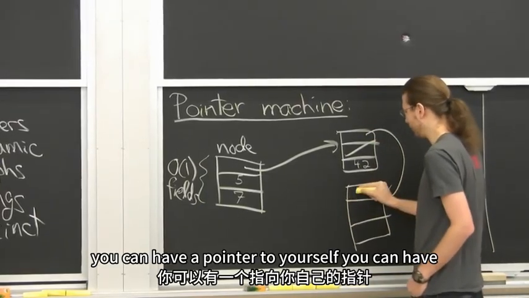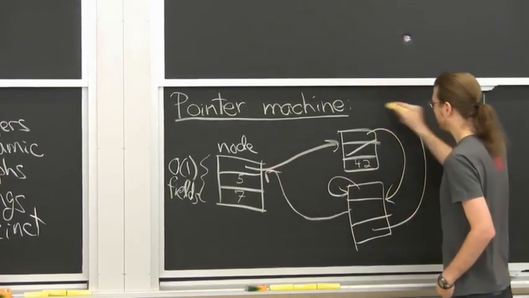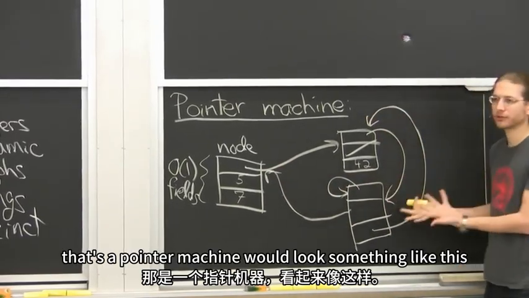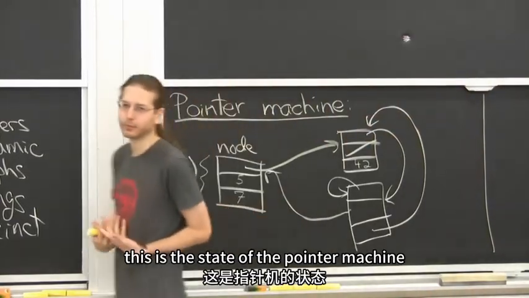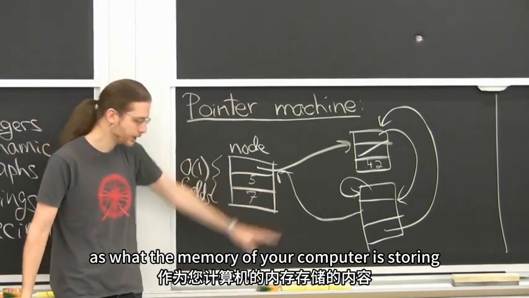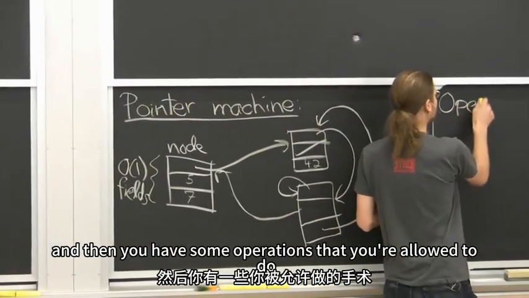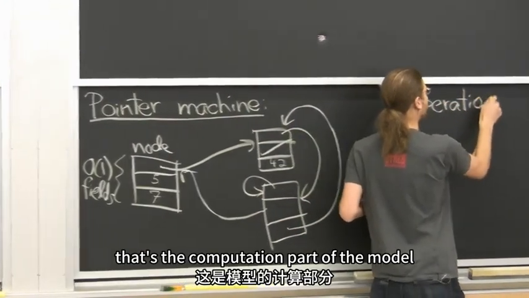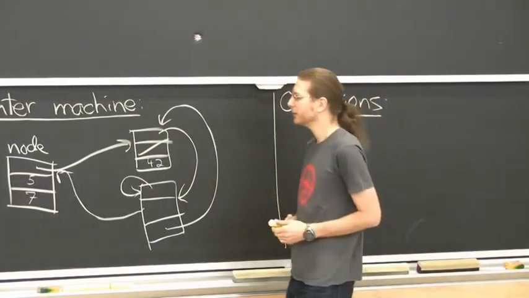You can have a pointer to yourself. You can have a pointer over here, whatever you want. That's what a pointer machine would look like. And at any moment, this is the state of the pointer machine. So you think of this as what the memory of your computer is storing. And then you have some operations that you're allowed to do. That's the computation part of the model. You could think of this as the memory model.